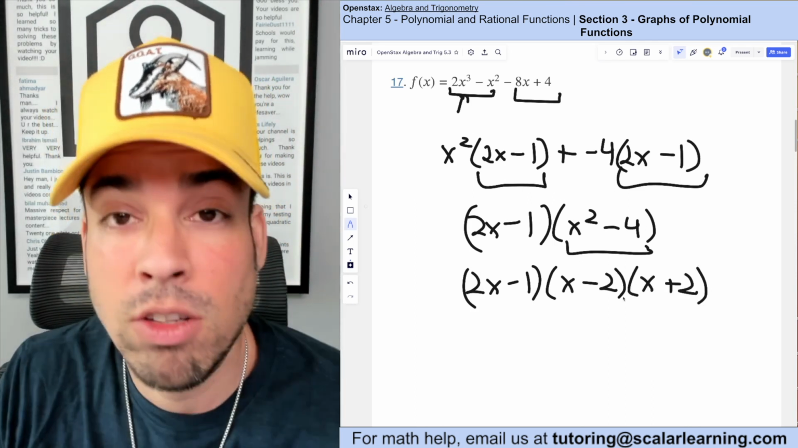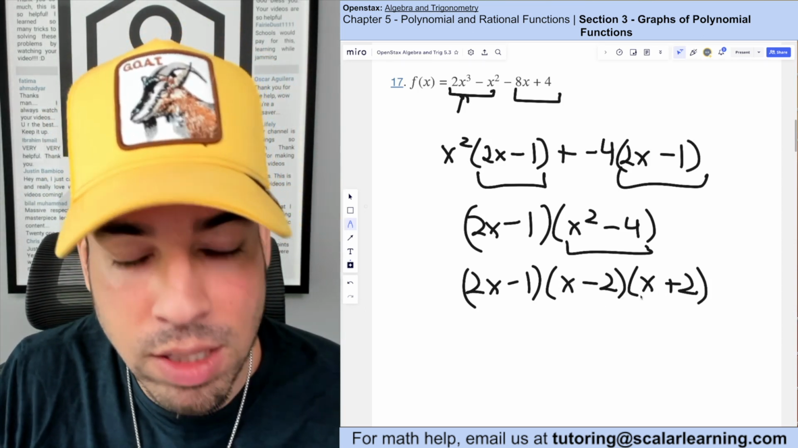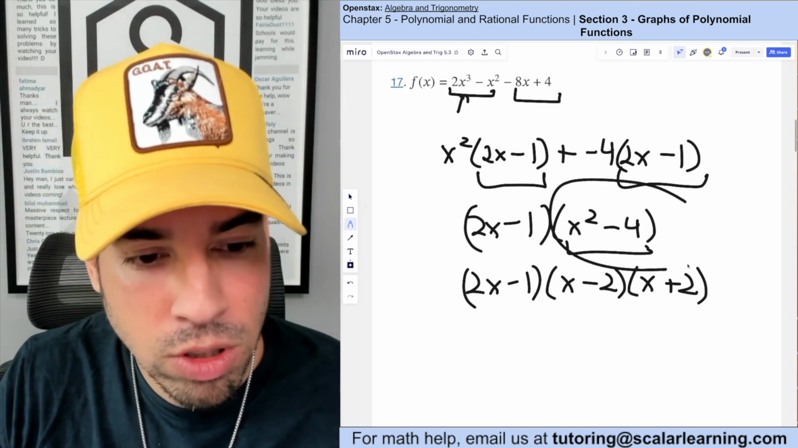You can FOIL this out to prove it if you're not sure that's right. It becomes x squared, positive 2x, negative 2x. Those go away, and then negative 4. So you can see it's the same.